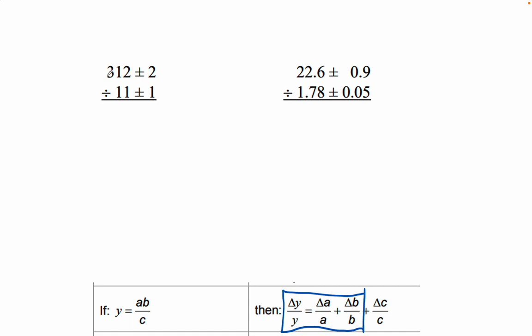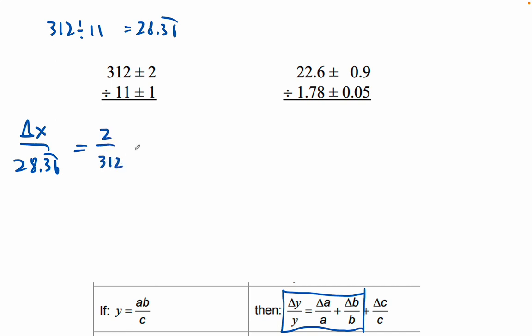So the first thing to do is, what is 312 divided by 11, right? So 312 divided by 11 is 28.36 repeating. Okay, so now I set up the fraction thing, right? So change in x over 28.36 repeating is equal to 2 over 312 plus 1 over 11, right? That's a much bigger fractional uncertainty than this, right?